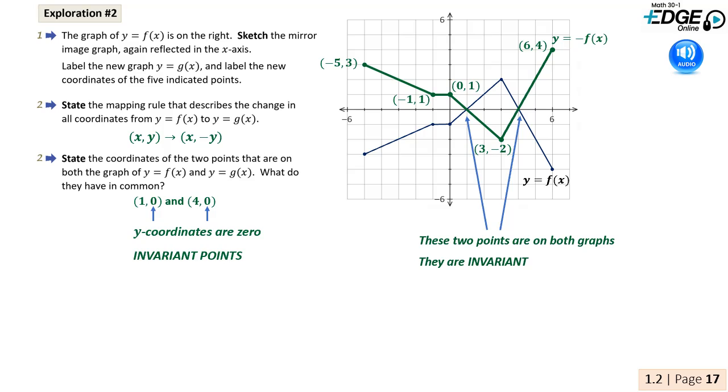The reason x-intercepts are invariant in this transformation is because when we multiply 0 by -1, it does not change its value.